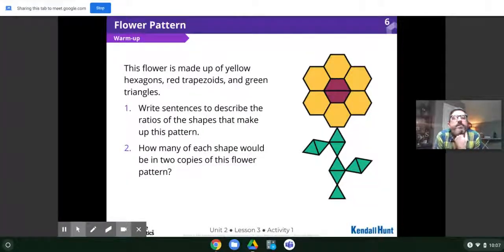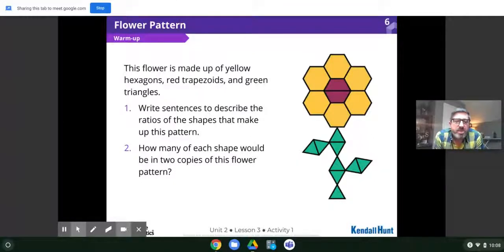So remember, if you're asked a question about ratio, the number of the first category goes first, and the number of the second category goes second. So if I was asking you trapezoids to hexagons, the number of trapezoids would go first, and the number of hexagons would go second. So all right, another question.